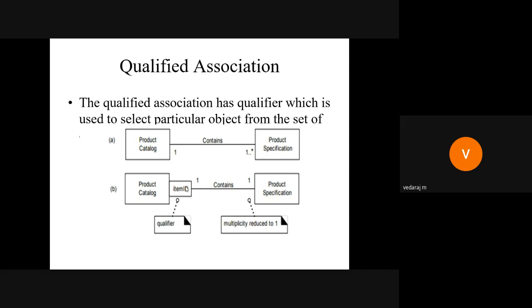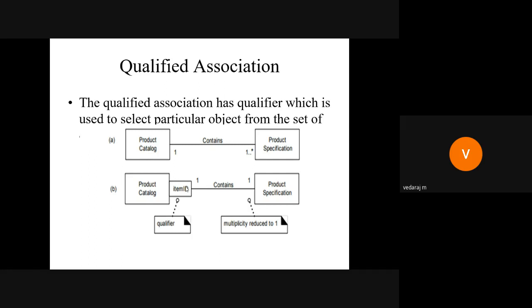See, what does qualified association mean? A set of objects is there. If you want to select a particular object, you can use some qualifier. The qualifier is nothing but the name. For example, a set of students is there. How can I call a student? With the help of the roll number or student name. So if you want to select a particular object, a qualifier is used. That is called qualified association. A qualified association has some qualifier, and with the help of this qualifier you are selecting the particular object from the set of objects.